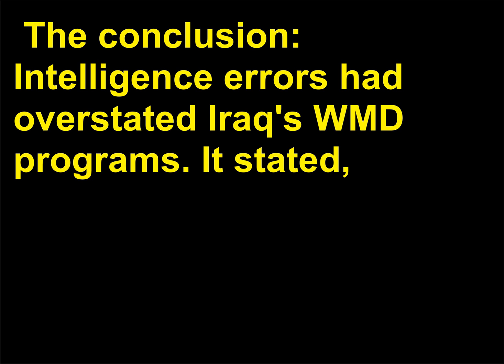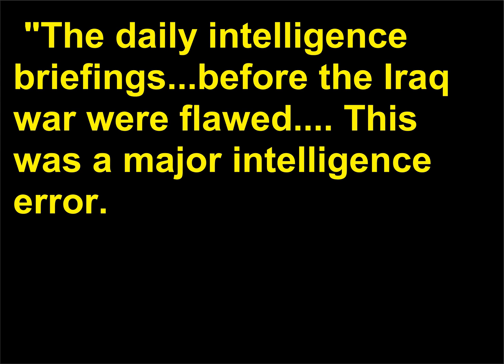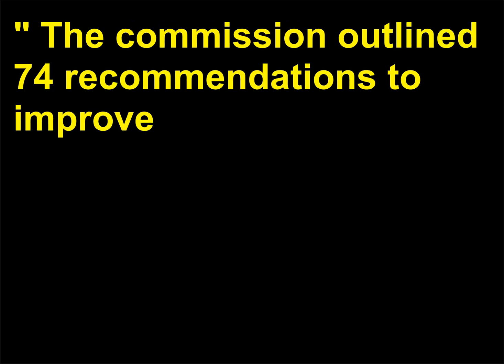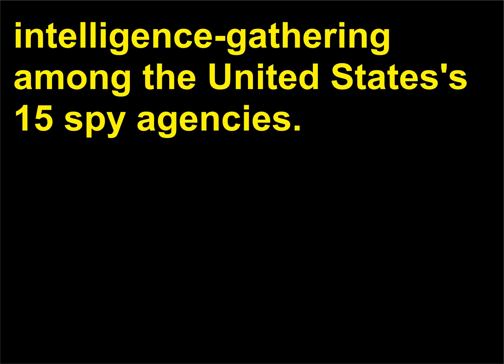It stated the daily intelligence briefings before the Iraq War were flawed. This was a major intelligence error. The Commission outlined 74 recommendations to improve intelligence gathering among the United States' 15 spy agencies.